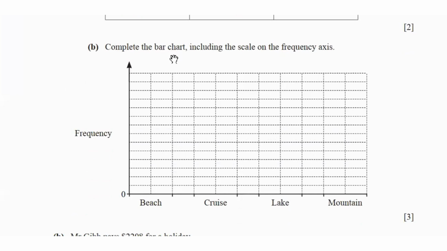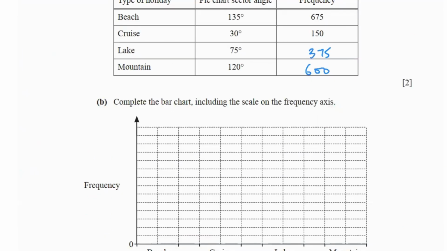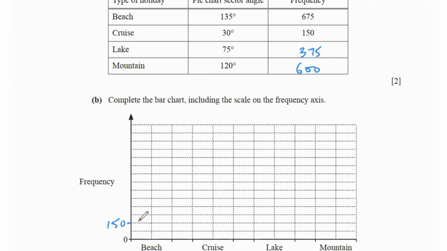Now they're asking us to complete the bar chart, including the scale on the frequency axis. Going back to our values, we have 375 and 600 over here. So I'm going to give this a scale of 150, then 300, then 450, then 600, then 750.